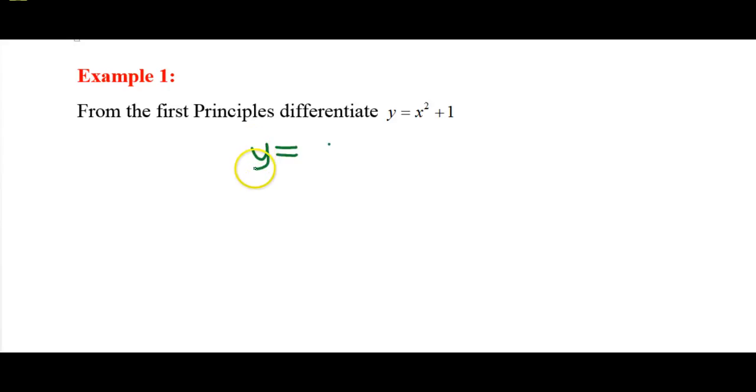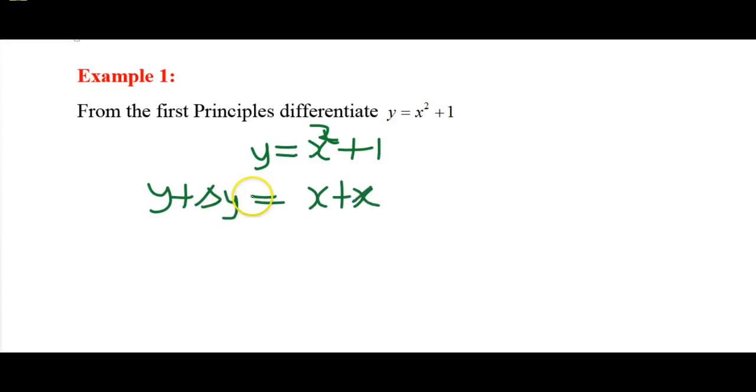Having y is equal to x squared plus 1, what we do is that we apply change in y and change in x to both sides. So whenever I see y, I say change in y. Whenever I see x, I say change in x. And so I can say that here I'll have y plus change in y is equal to, here I have x plus change in x. And remember, because x is squared, then I'll square this one, plus 1.